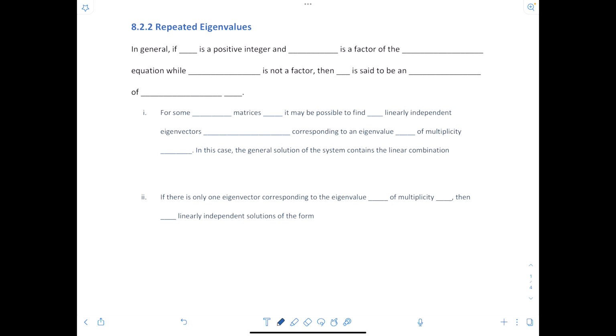In general, if m is a positive integer and lambda minus lambda 1 raised to the m is a factor of the characteristic equation, while the quantity lambda minus lambda 1 to the m plus 1 is not a factor, then lambda 1 is said to be an eigenvalue of multiplicity m.